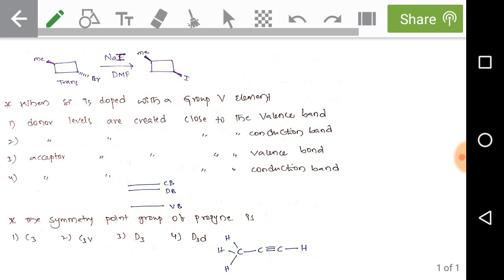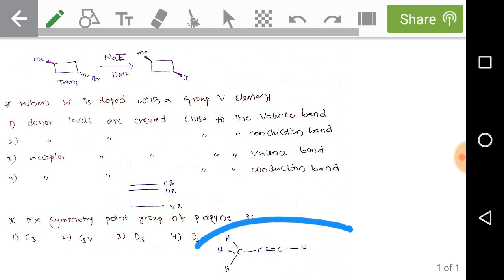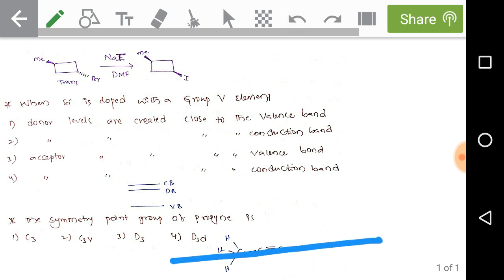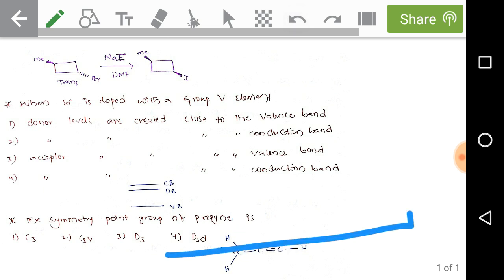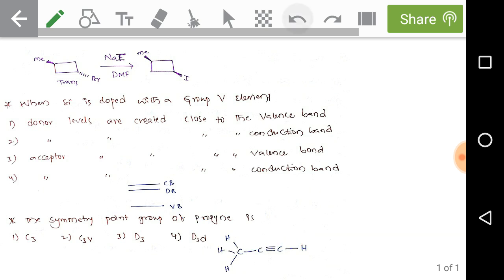Just check them. Next one, the symmetry point group of propyne. This is the structure of propyne, and the principal axis goes through 3 carbons and 1 hydrogen, and when we rotate, we get a C3 axis. Now we need to check for the planes. There is no possibility of a horizontal plane, but there is a possibility of a vertical plane, that means a plane which passes through the principal axis. So here we can give the point group C3v.